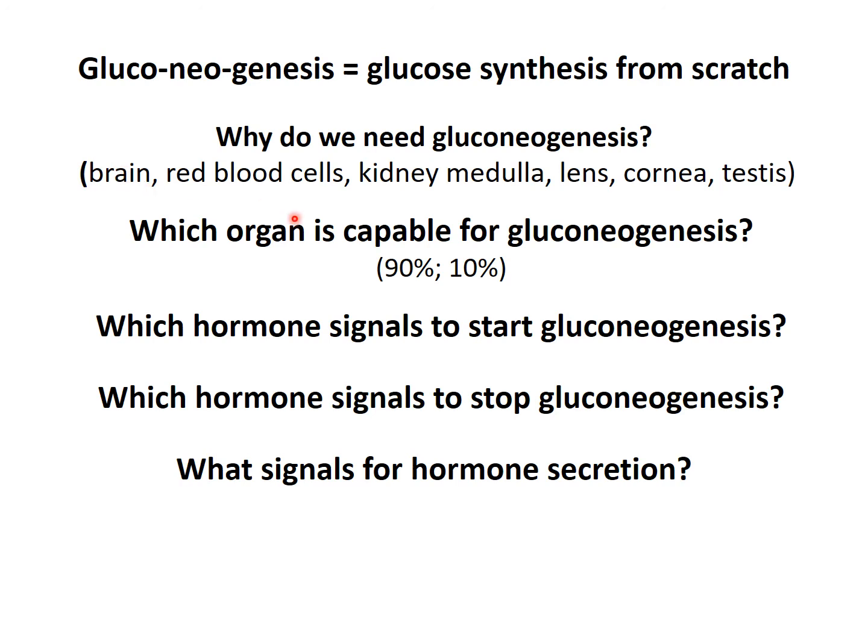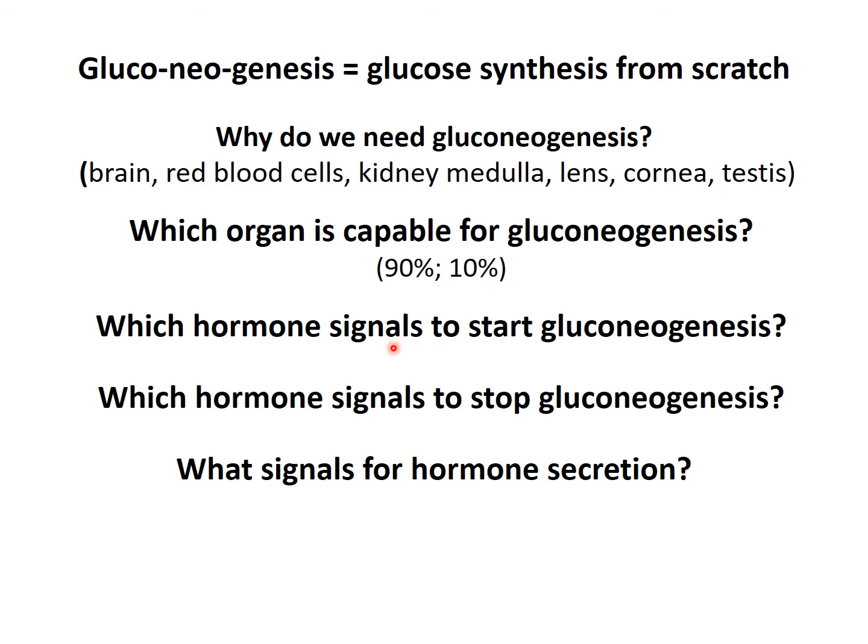Which organ is capable of doing gluconeogenesis? And I put there 90% and 10%. What this means is that the major organ that performs gluconeogenesis is the liver. But when we starve, then the kidney can help out and also produce some glucose for us.